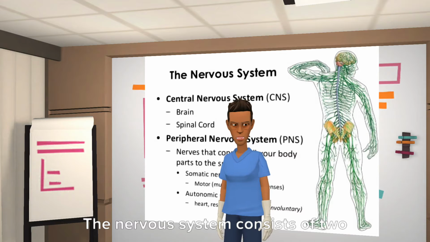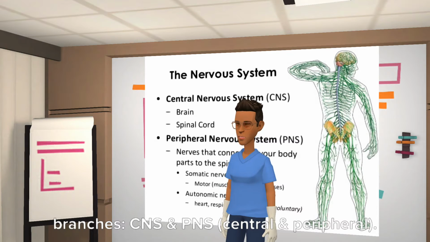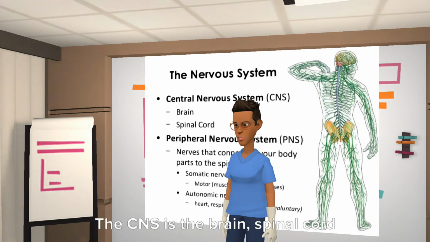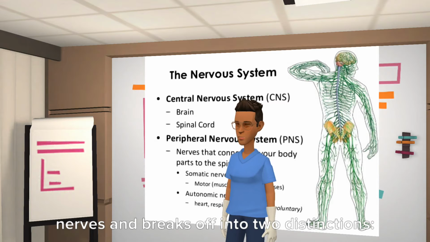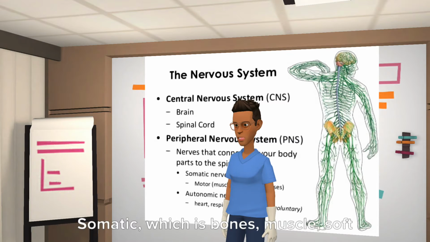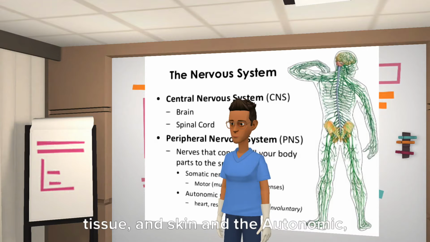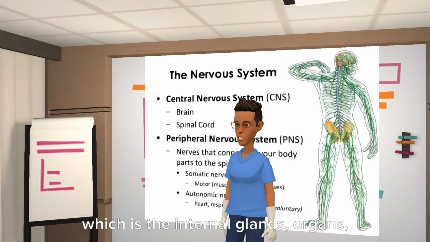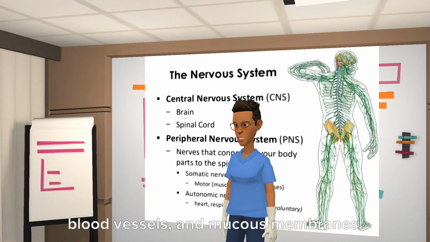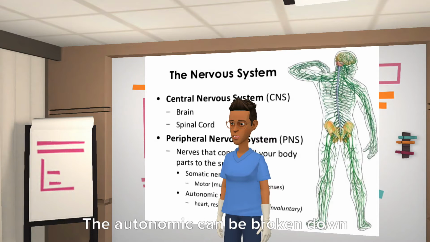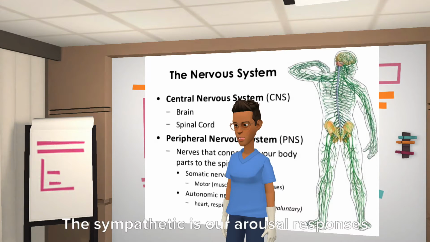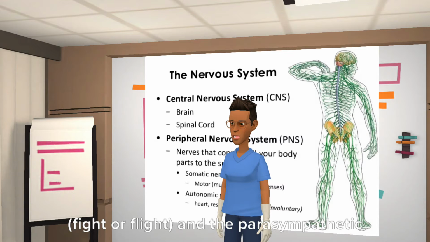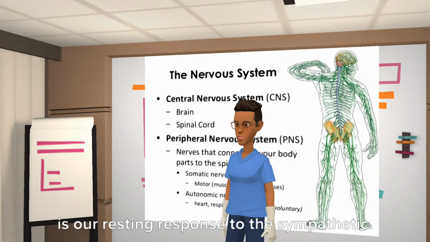The nervous system consists of two branches, CNS and PNS, central and peripheral. The CNS is the brain, spinal cord and its coverings. The PNS is cranial, spinal, and ganglia nerves and breaks off into two distinctions: somatic, which is bones, muscle, soft tissue, and skin, and the autonomic, which is the internal glands, organs, blood vessels, and mucous membranes. The autonomic can be broken down yet again into the sympathetic, parasympathetic, and enteric. The sympathetic is our arousal responses, fight or flight, and the parasympathetic is our resting response to the sympathetic.